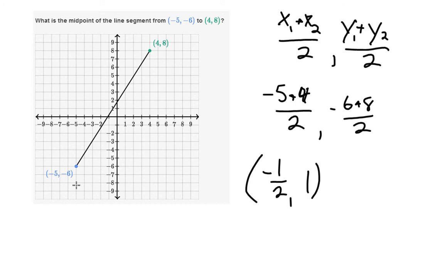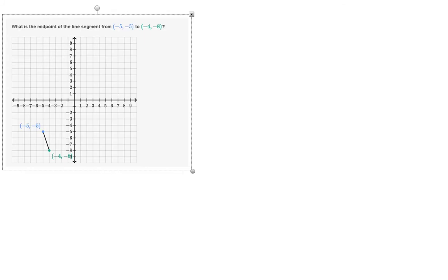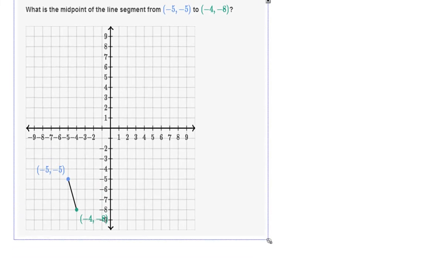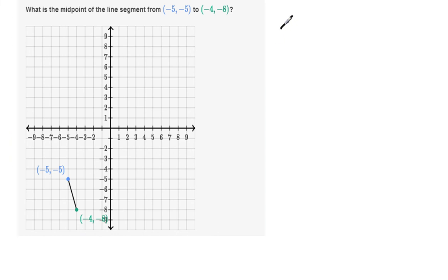I'm taking all these from Khan Academy because they have really good questions. So our next one. What is the midpoint of this segment? Okay. This looks a little bit familiar. That's alright. So again, we take x1 plus x2 over 2, and y1 plus y2 over 2.